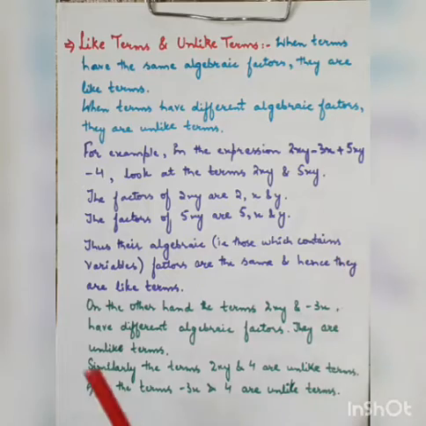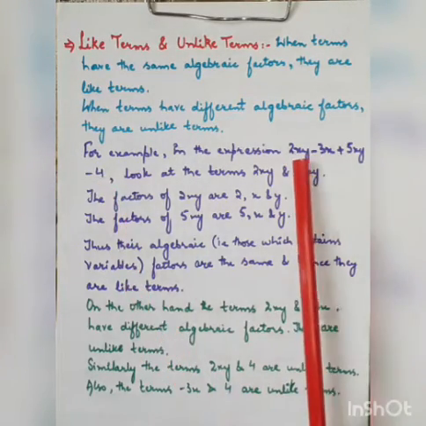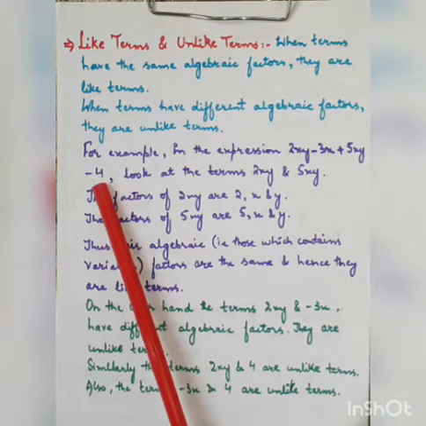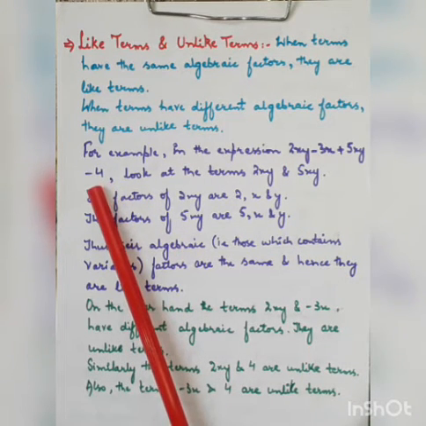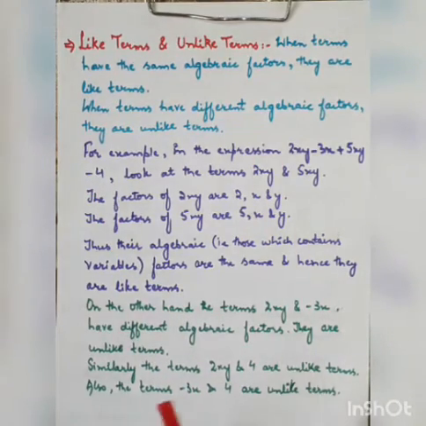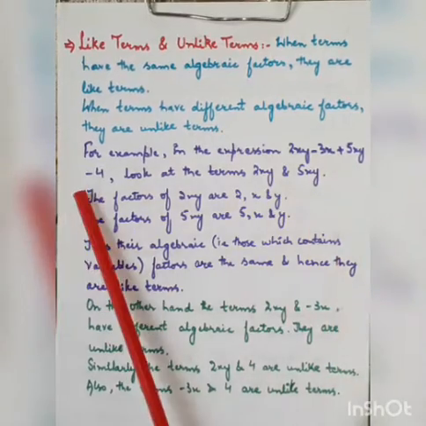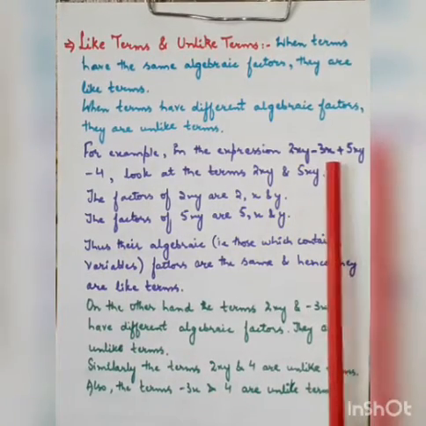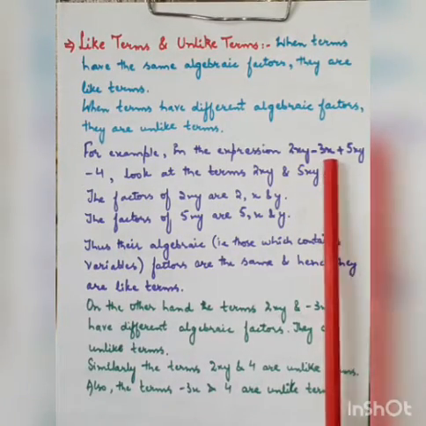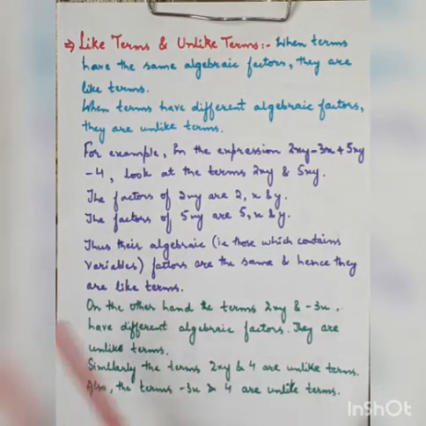Clear? Similarly, the terms 2xy and 4. Here we are having x and y. Here in this term we neither have x nor y, so these are also unlike terms. Also the terms minus 3x and 4, these are also unlike terms because the algebraic factor of this term is x. Here we don't have any algebraic factor. Okay, so these are also unlike terms. Clear?